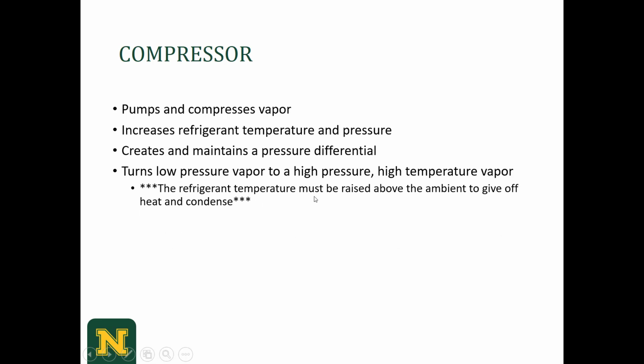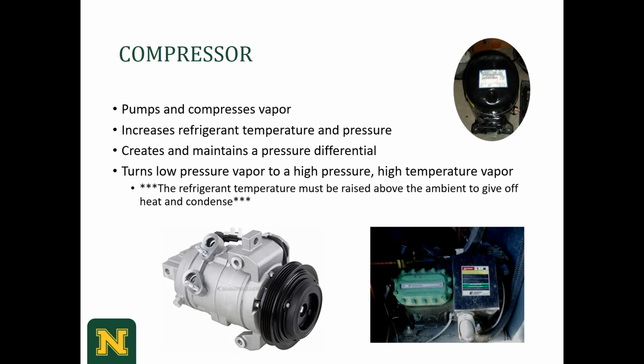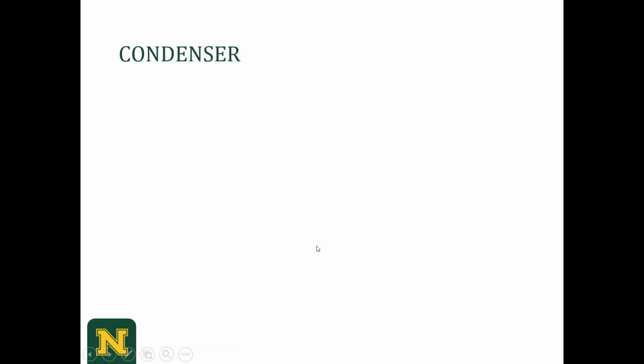That refrigerant temperature must be raised above the ambient temperature to give off the heat and to condense. So whatever your ambient temperature is outside the unit, say it's 70 degrees, we have to be able to raise that refrigerant temperature above that in order to give off the heat. This is what some different compressor examples look like in different applications.